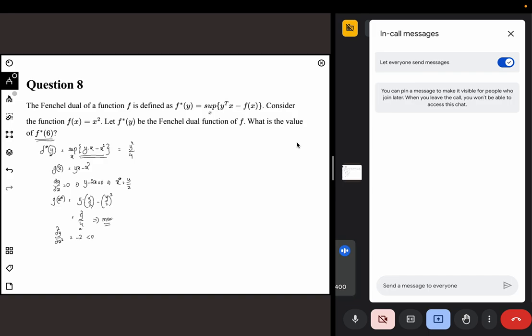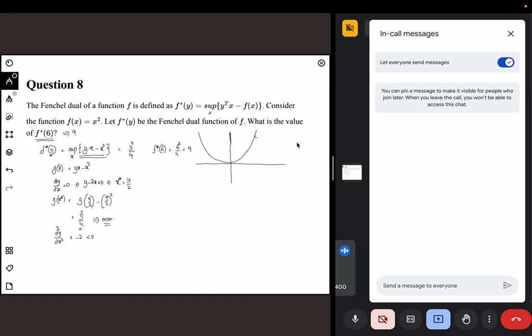So now you can see how we can convert from primal to dual. Okay, the calculation is straightforward. Now the question asks you to find f star of 6. That will be 6 square by 4. 36 by 4 is 9. So this is 9.